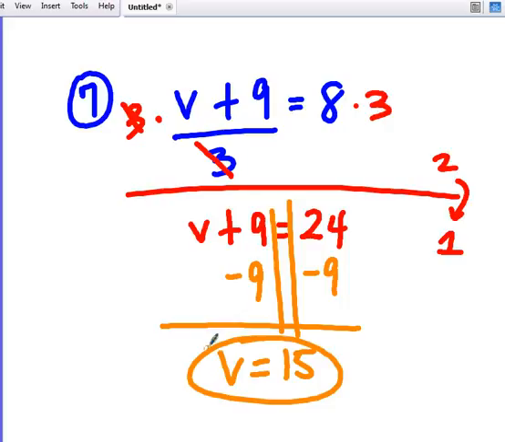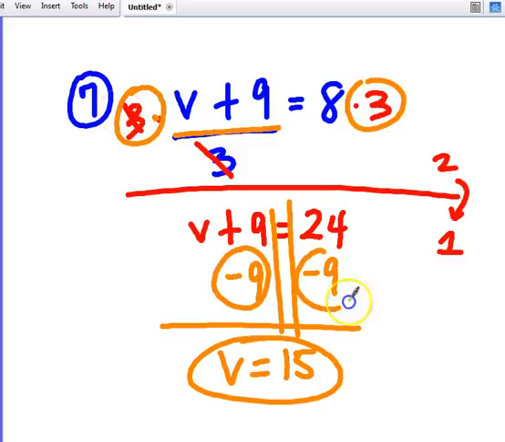All right, any questions there? You can pause it and look back on it. But if the whole side is being divided by 3, then that's when you multiply the whole side by 3. Okay? What you do to one side, you do to the other. See how multiply by 3, multiply by 3. I subtract 9, subtract 9. Okay? Whatever you do to one side, you do to the other.